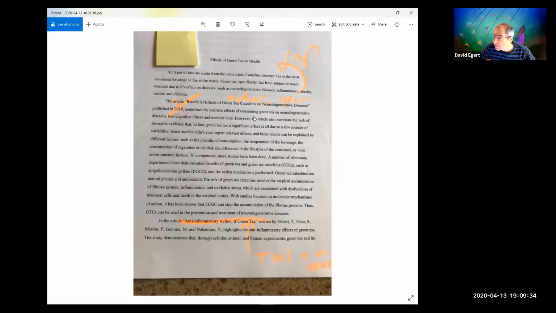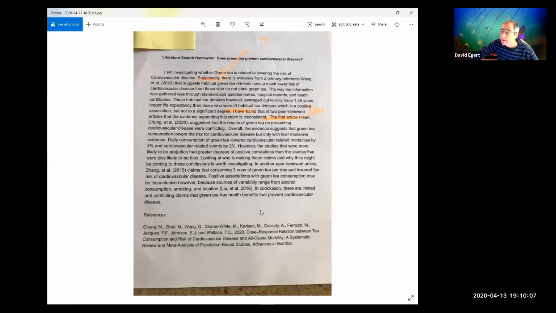But this is kind of TMI, too much information. In the article, anti-inflammatory action of green tea, I don't care about the title. I can find the title if I go into the reference. You can just say one study showed such and such, Oshishu et al., whatever year. And again, if at any point you're having questions about how to do this, just ask. I am happy to give you information or give you feedback.